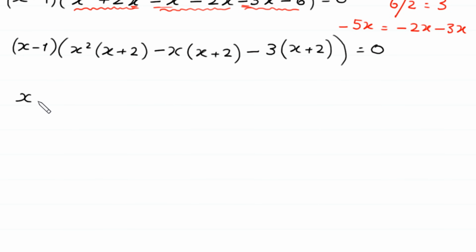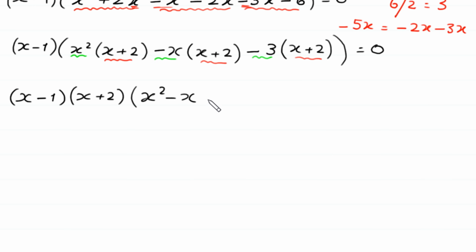Next, x minus 1. Now from here, as you can see, this factor x plus 2 is a common factor, so we factor out this x plus 2 as a common factor, and in the bracket left, this x squared, this minus x, and this minus 3. In the bracket, x squared minus x minus 3 is equal to 0.